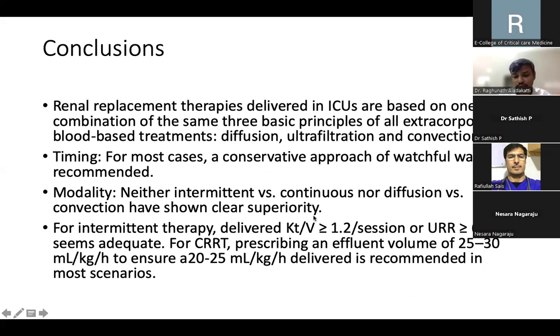Modality, anything can be used. If you have CRRT, where hypotension is a concern, you can use it. If hypotension is there and there is no CRRT, you can go for prolonged intermittent therapy. So the dose is Kt/V more than 1.2 and URR more than 70 percent is more adequate. Most of the time we won't achieve this dose. For CRRT, as I mentioned, 25 to 30 ml per kg per hour is the dose.